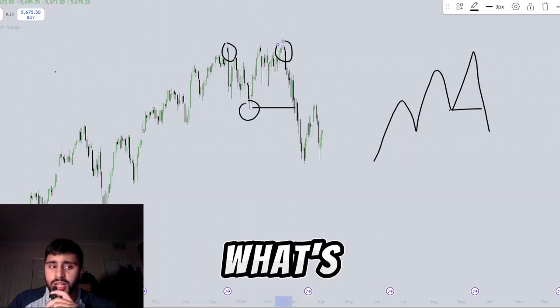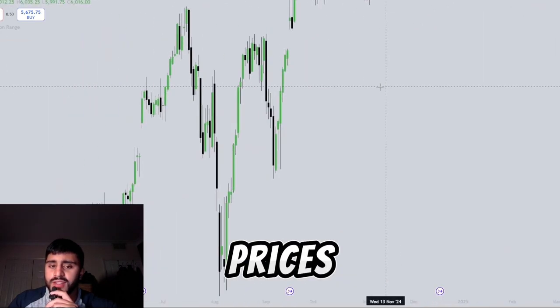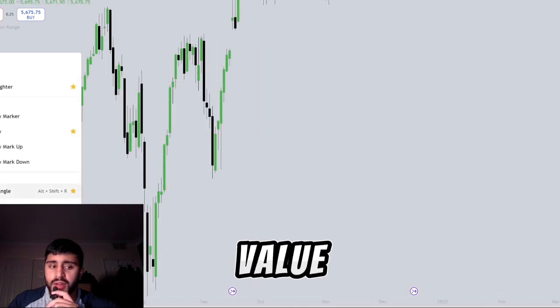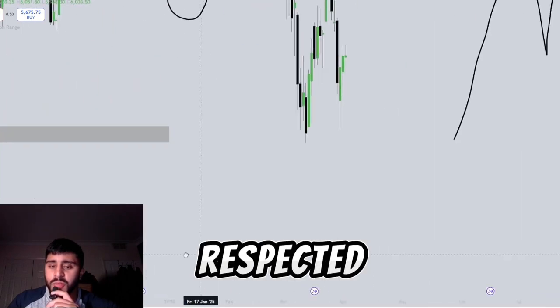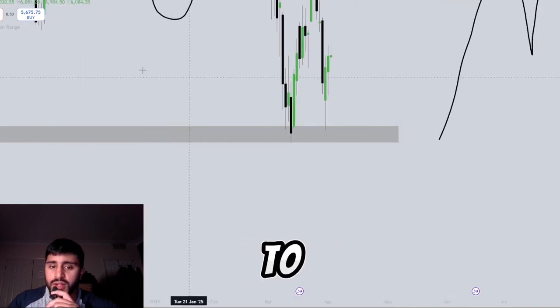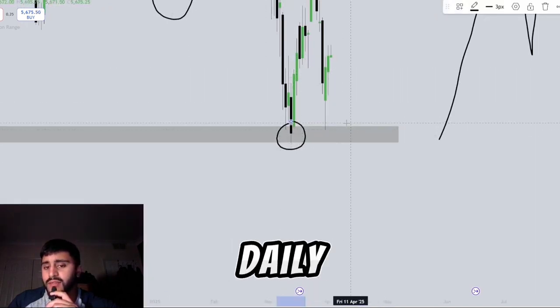Right now from here, if we zoom into price action a little bit more, what we can see is price has actually filled this higher time frame fair value gap, right? So price has come into a daily bullish fair value gap, and we've respected this zone. So if we just draw this over to the left, we see 2 areas where price has tapped into a daily fair value gap.